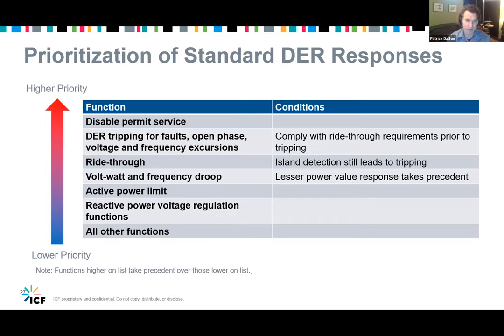After that are some of the protective types of functions like tripping for faults, open phase, voltage or frequency excursions. And then after that, if you weren't supposed to trip, if you were actually supposed to ride through, then ride through voltage and frequency are the next highest. Then after that are basically all of the more local support types of functions, which in some ways are grid optimization features, so helping control the voltage a little bit, and they're not as much related to the fundamental safety and protection of the system as some of these higher order functions are, or functions that are higher on the list, I should say.